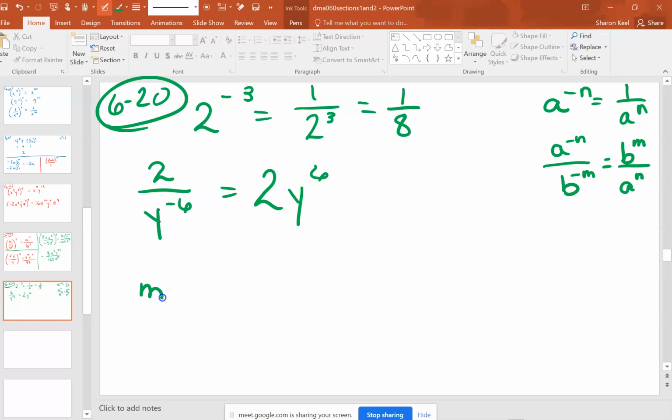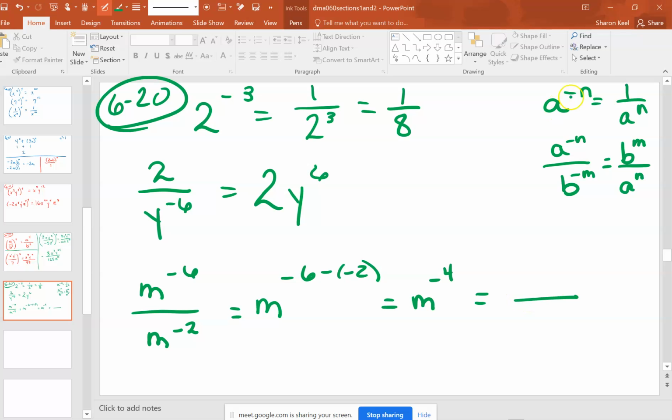Okay, this one, m to the negative 6 over m to the negative 2. Since these bases are the same, we're subtracting. So we're doing negative 6 minus negative 2. So negative 6 minus negative 2 is going to give us a negative 4. So what I have is m to the negative 4th. But I can't keep a negative exponent. We want to write it as a positive. So if there's just a negative, it's going to drop down to the denominator, m to the 4th, and put your 1 here as a placeholder.